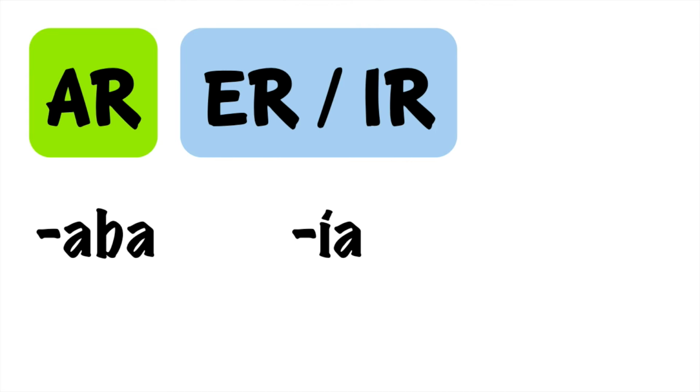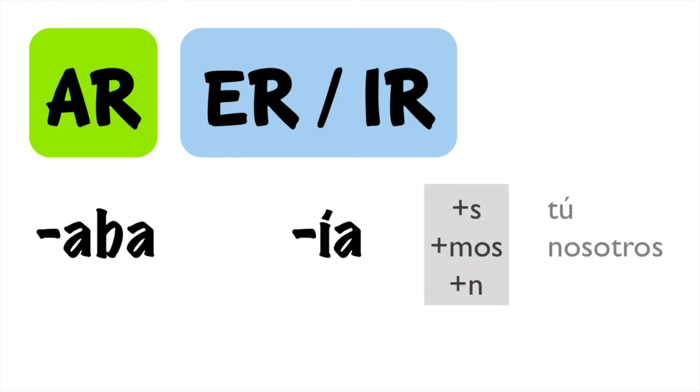Now to these two endings we can hook on s to give us the tú form, mos to give us the nosotros form, and n to give us the ellos, ellas, and ustedes forms of the verb. Let's take a look at some examples.